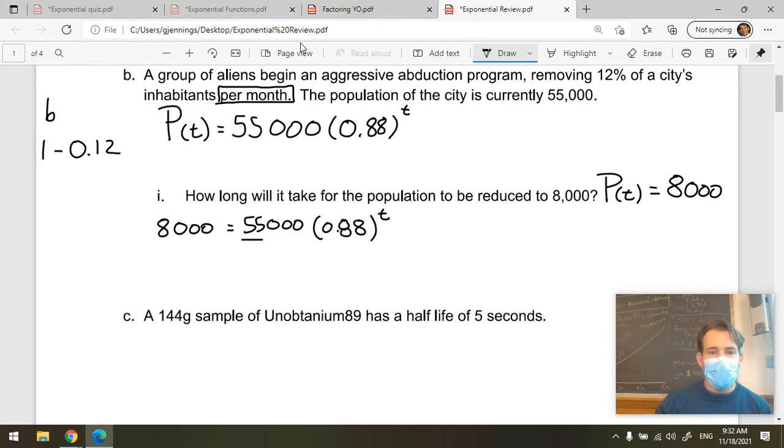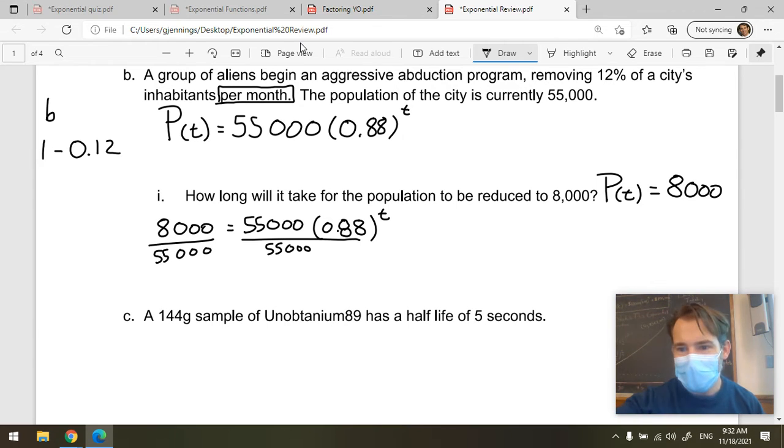And then we divide both sides by 55,000. We're going to get 8 over 55, which is some power of 0.88. It's also math I don't want to do in my head. It's 0.14545454. 0.1454. So we'll go 0.15, 15%. How long will it take for the population to be 15% of what it is right now?